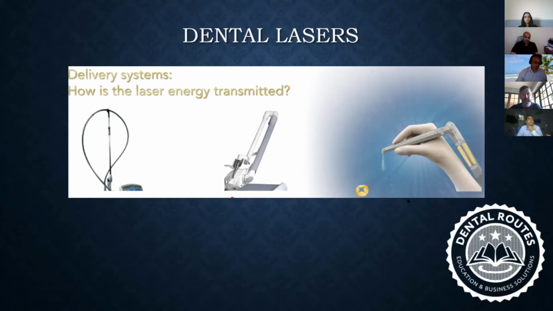And that is an important aspect that we need to always keep in mind whenever we make any kind of investment, because for me, that's the most important thing, whether I'm buying a digital camera, or a laser machine, or even a handpiece. If I don't have continuity of care, it's a bit of a problem.